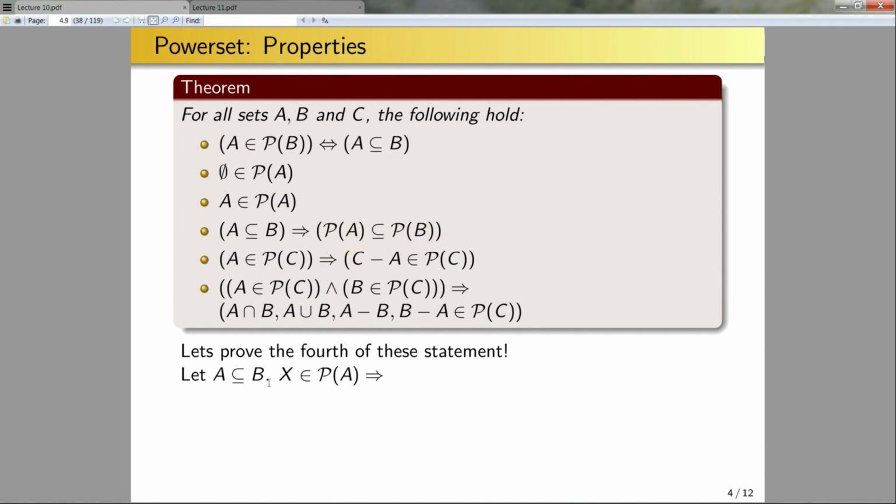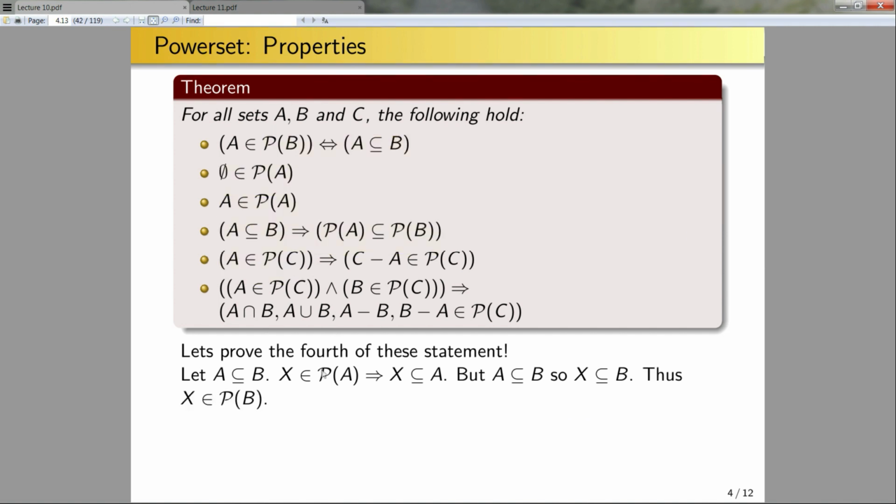So let X be an element of the power set of A. Well, what does this mean? By the definition of the power set, this means that X is a subset of A. Okay, so how does this help me from here? Well, I know A is a subset of B. So since X is a subset of A, X has to be a subset of B. So now that X is a subset of B, by the definition of the power set, X will have to be in the power set of B.